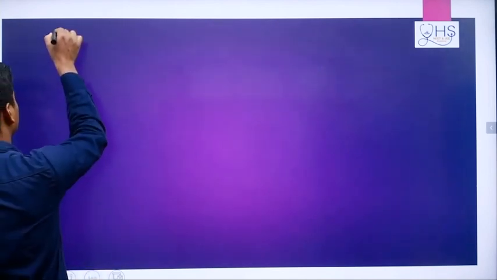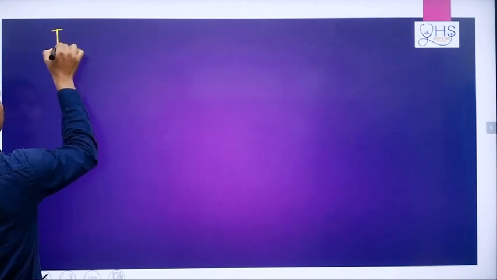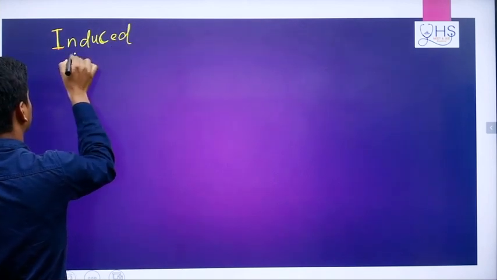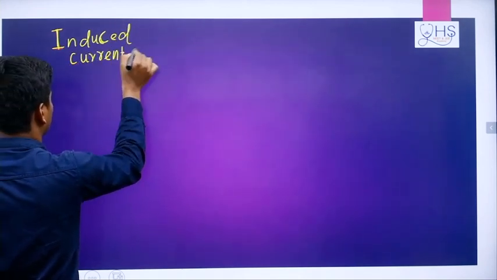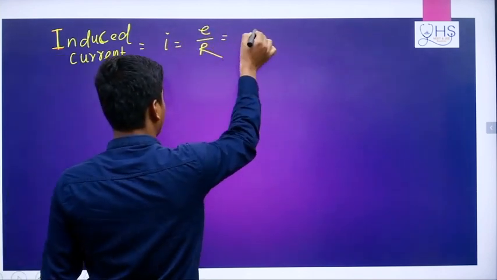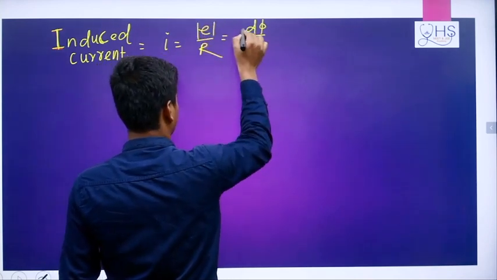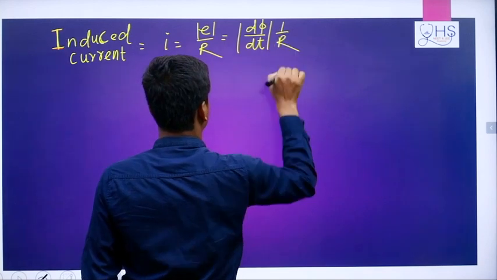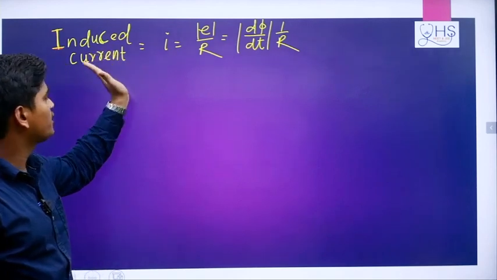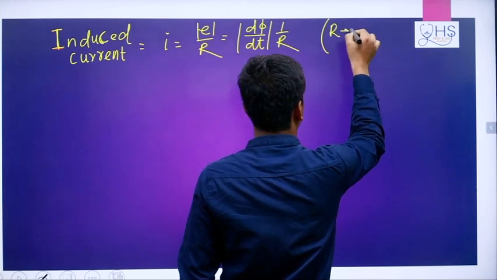Now try to understand the induced current. What is the induced current in the circuit? The induced current I is the induced EMF divided by R, and induced EMF is d phi by dt. I am writing magnitude-wise, that's why I put the magnitude times 1 by R. So this is the normal formula, V equal to IR, you know. Similarly, if you want to find the induced current, it is induced EMF by resistance. Remember, R is the resistance of the coil.